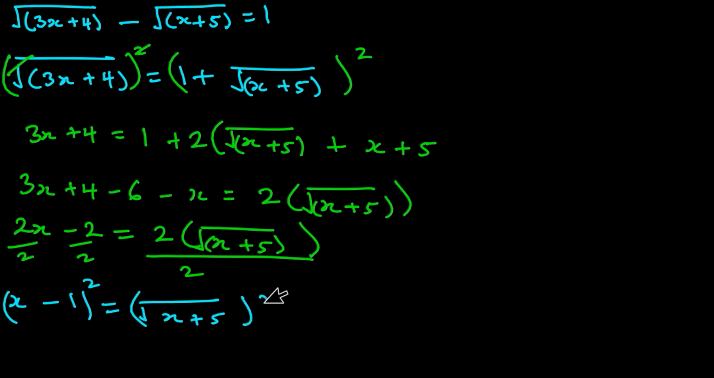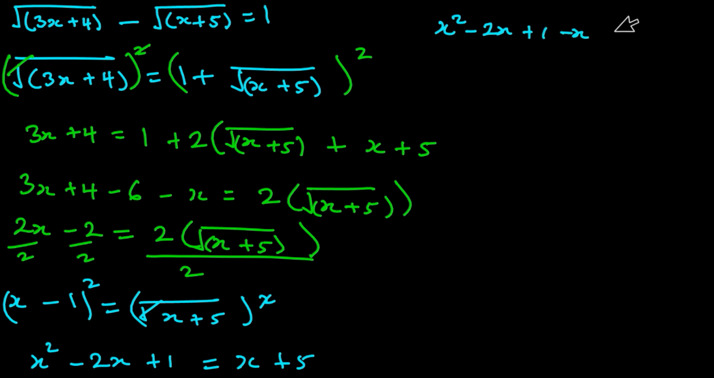So I will square this so that x squared is the same as x squared, and then x times negative 1 is negative x, times 2 is negative 2x, then negative 1 squared is positive 1, and this is equal to, this square would cancel this square root, so we have x plus 5. Right, so I'm going to move all these to the left hand side and then equate to 0. So we have x squared minus 2x plus 1 minus x minus 5 is equal to 0.